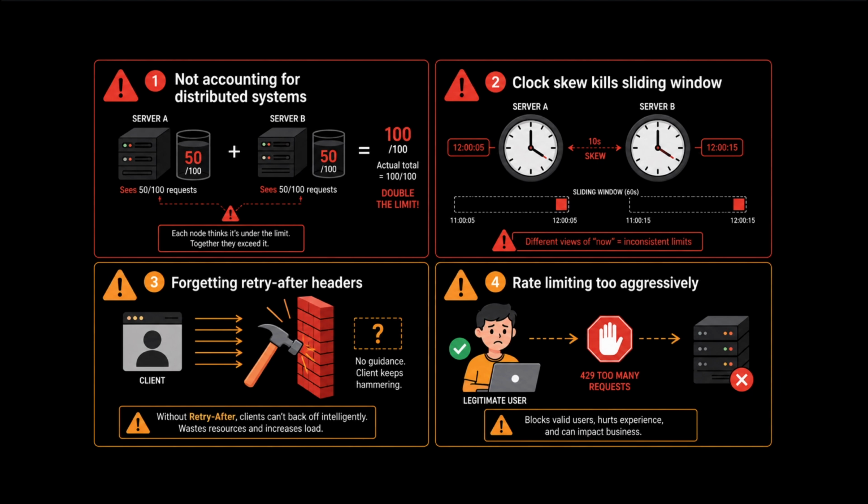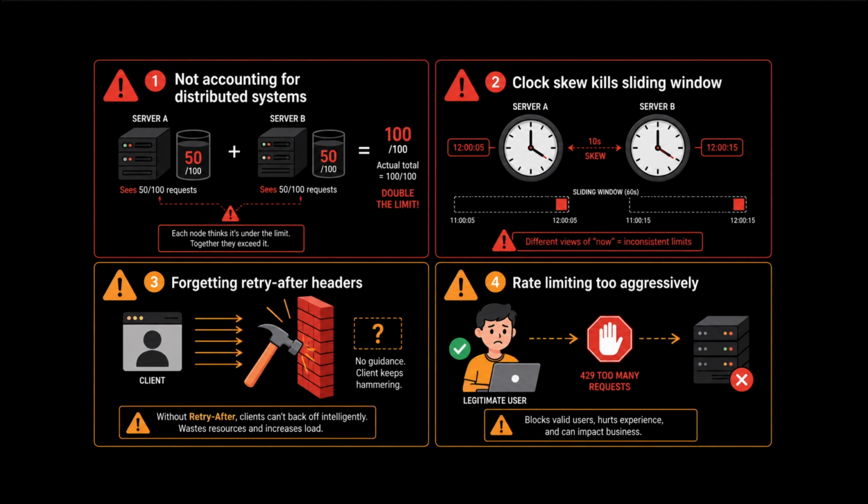Number two, we have clock skew. That is, sliding window cares about timestamps. If your servers don't have synchronized clocks, and they often don't perfectly, you get subtle bugs that are very hard to diagnose. Number three, be kind to the clients. If you rate limit a request, send back a retry after header, tell them when they can try again. Otherwise, they just hammer you, which makes everything worse for everyone.